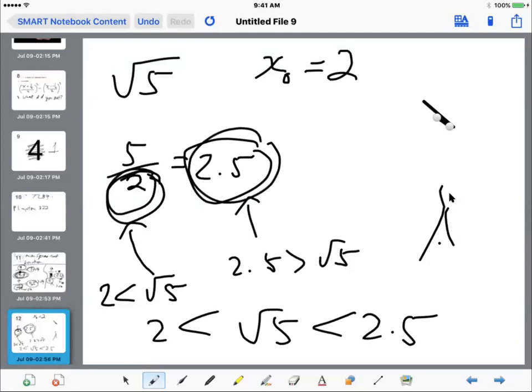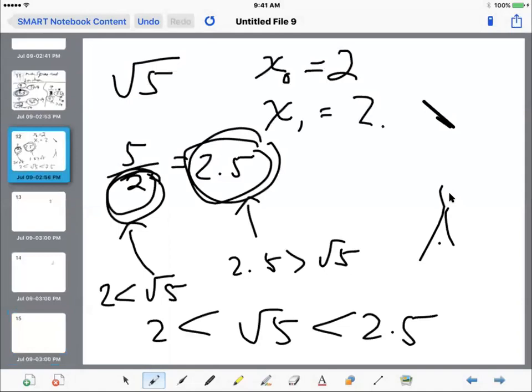Well, this leads us to our next guess. Now I'm going to turn this into a formula in a second. So what would be a good new guess that's probably even better than 2? We know it's between 2 and 2.5. So if you had to guess somewhere, what would it be? Maybe it could be like 2.3, somewhere between 2 and 2.5. But even better, what Christine just said: if we take the average, halfway between 2 and 2.5, we get 2.25.